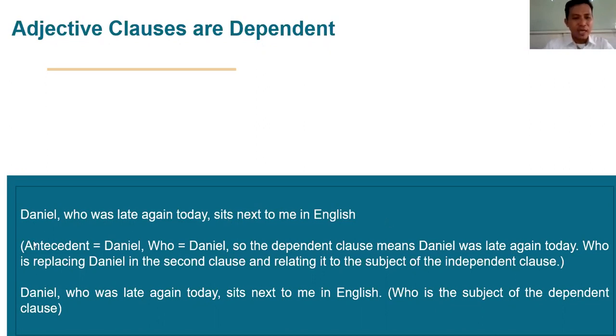Let's elaborate here. The antecedent is Daniel. Daniel is the antecedent, and who refers back to Daniel. Daniel, who was late again today, means Daniel was late again today, but Daniel is replaced by who. So the dependent clause means Daniel was late again today. Who is replacing Daniel in the second clause and relating to the subject of the independent clause. So Daniel, who was late again today, sits next to me in English. Who here is the subject of the dependent clause. Next.